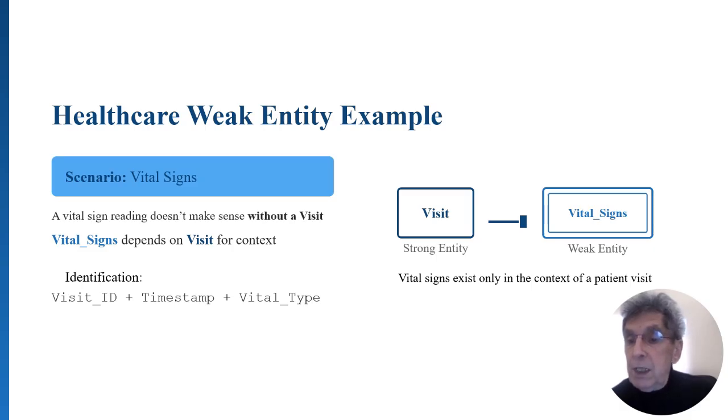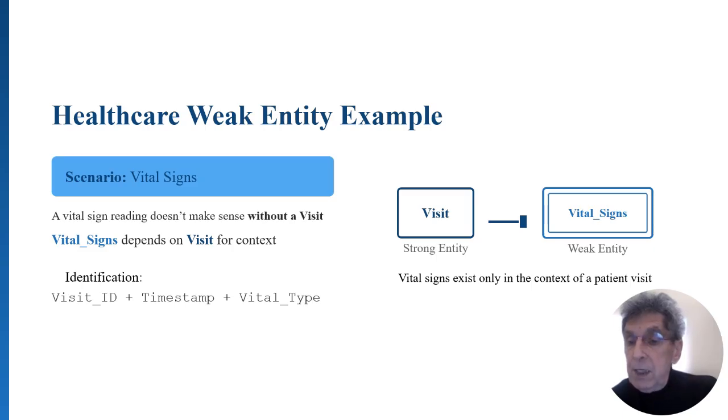How would you uniquely identify a vital sign reading? You need the visit ID and a timestamp, plus the vital type. That combination uniquely identifies one measurement. So vital signs is a weak entity. Visit is the strong entity that it depends on. So we call this the identifying entity or the owner entity.